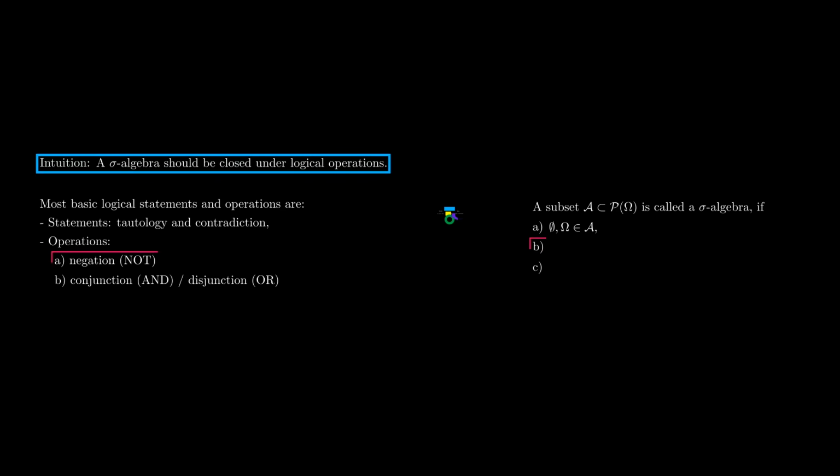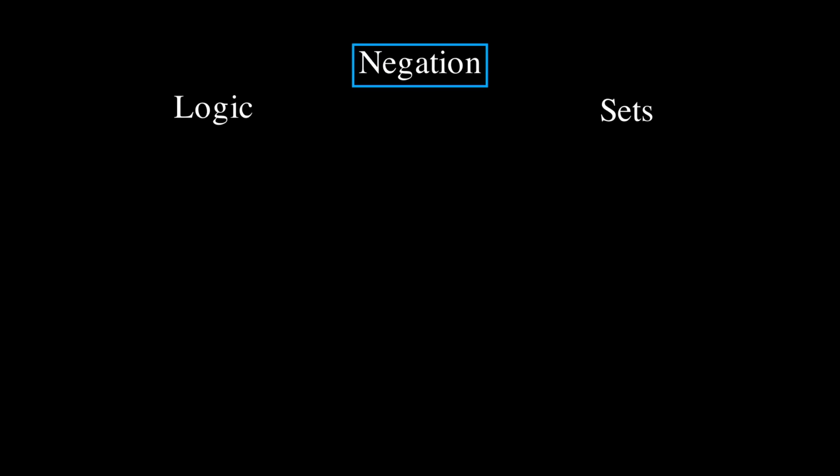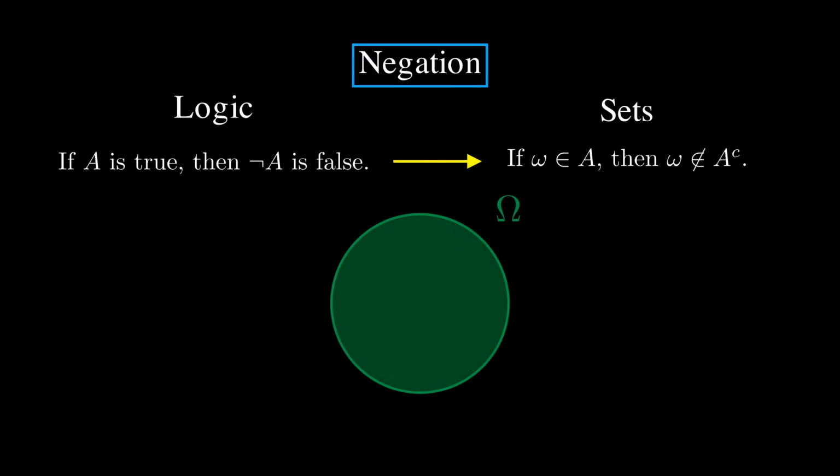Okay, so let's look at the negation. In terms of logic, the negation of a statement A always gives you the opposite of A. That is, if A is true, then not A is false and vice versa. If we translate this into sets, then the negation is simply the complement. If an outcome omega is contained in a set A, then by definition omega is not in the complement of A, and vice versa. And there's even more analogy here.